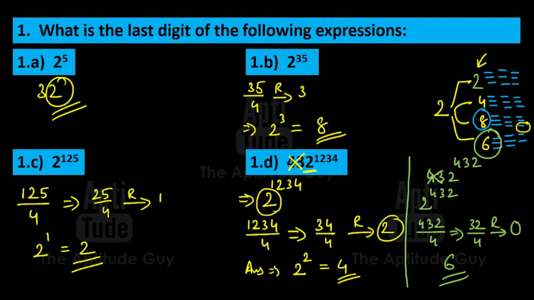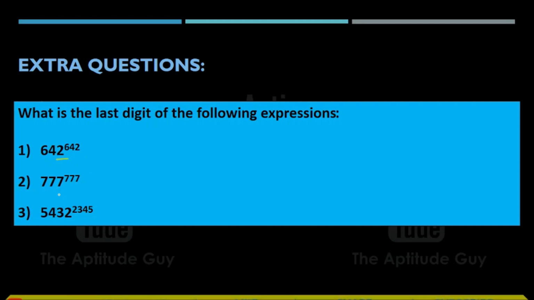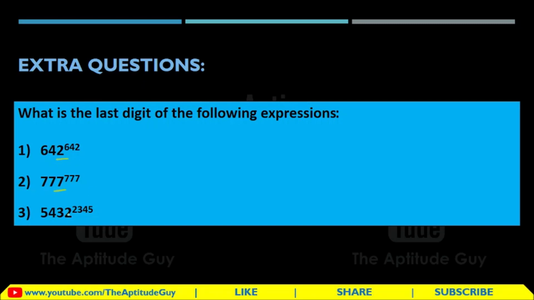Now this was the basics of power cycles and cyclicity and units places. If you have any doubts in the basics, definitely go back to the power cycles, and try to solve 1 or 2 questions by yourself. And of course, as usual, we have some extra questions over here as well. In this one, you have the base value as 2. In this one, you have the base value as 7. And in this one, we have the base value as 2 again. Please solve all of these 3.